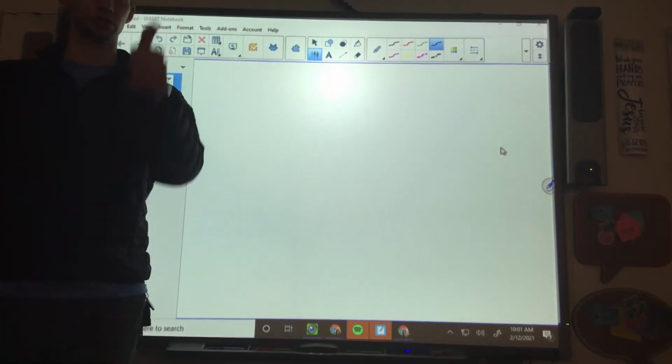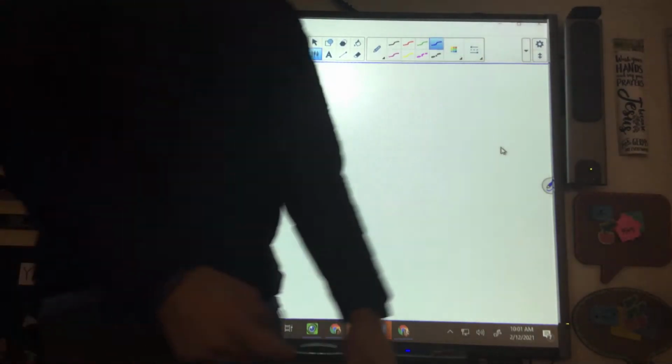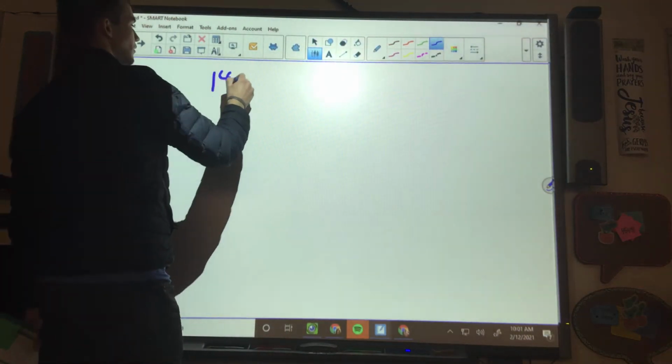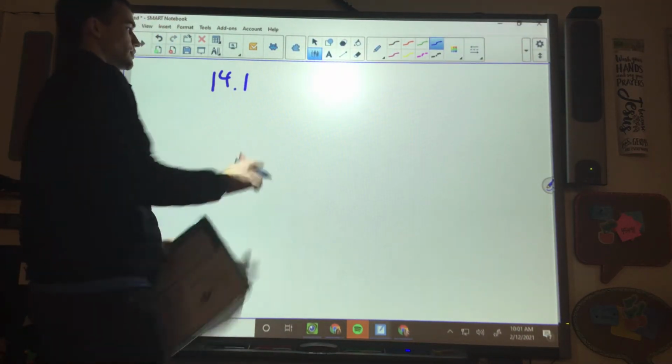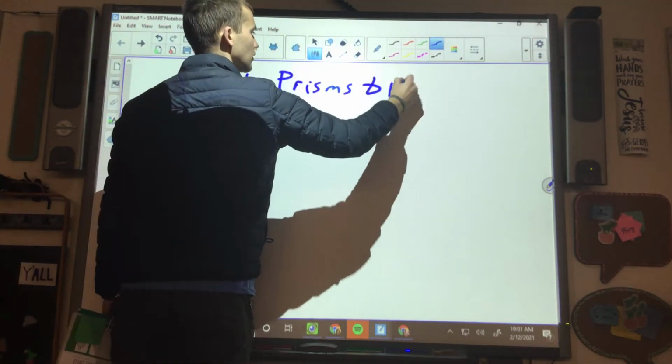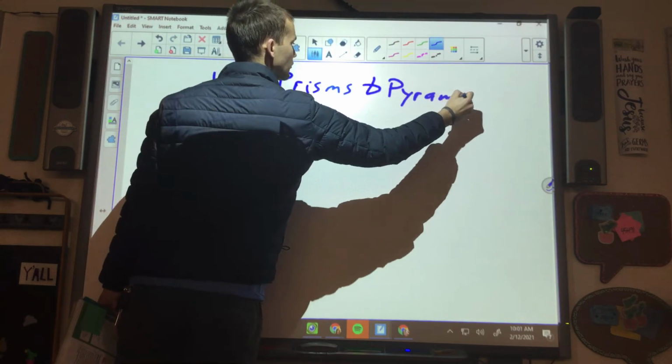All right, page 235, 14.1. We're skipping ahead. This says prisms and pyramids.